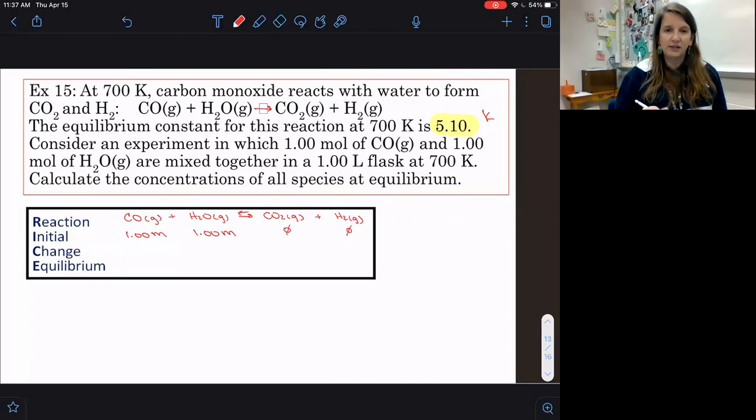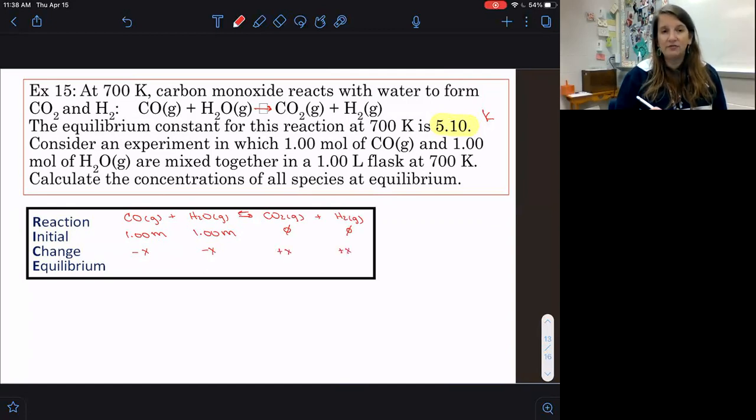Okay? Now, the C is going to represent the change. So how are those concentrations changing? Well, we know that our reactants are going to decrease, so we're going to have a minus X here for our reactants. And we add products as the reaction takes place. So we're going to have a plus X over here.